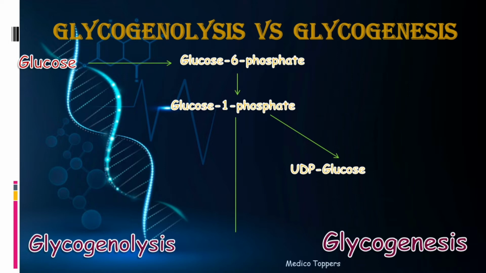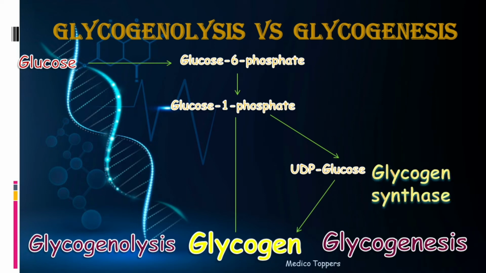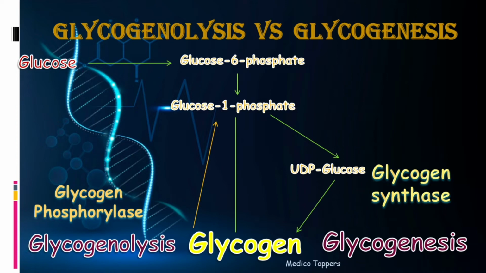From UDP glucose, glycogen is formed with the help of the enzyme glycogen synthase. In glycogenesis, the most important rate limiting enzyme is glycogen synthase. This is a very important enzyme you should know. Then let's start with glycogenolysis. In the breakage of glycogen to glucose, it is converted to glucose 1 phosphate with the help of the enzyme glycogen phosphorylase. It is the rate limiting enzyme in glycogenolysis.